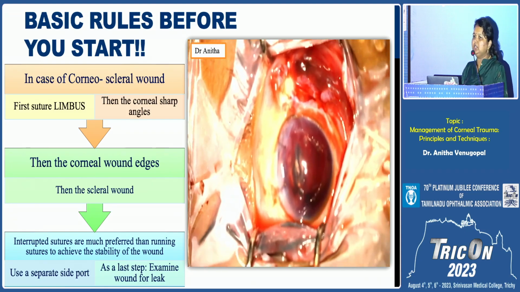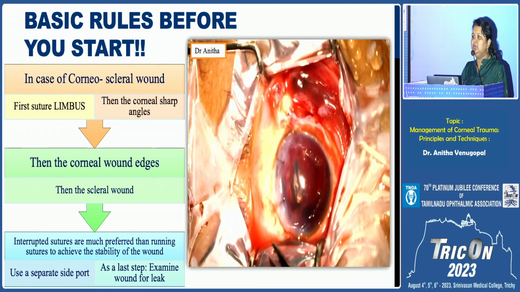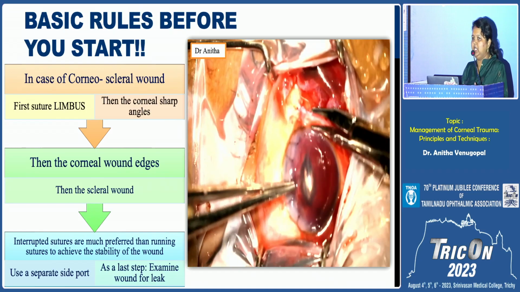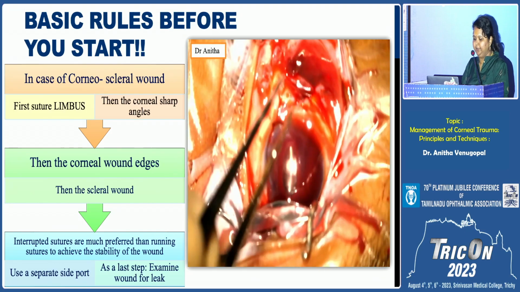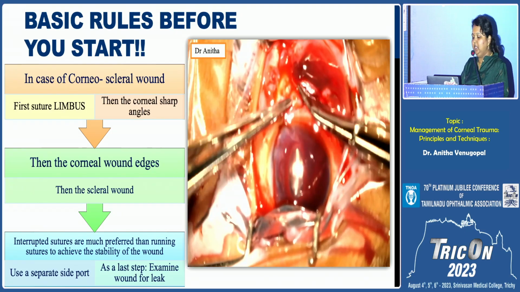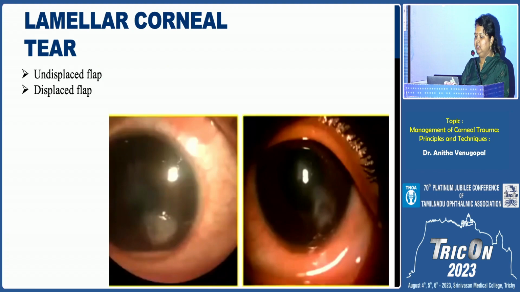So whenever continuous sutures are tightened up, it tends to straighten the curved tear if the tear is curvilinear. So the last step would be to examine the wound always for a leak, and then try to attain a watertight compartment.